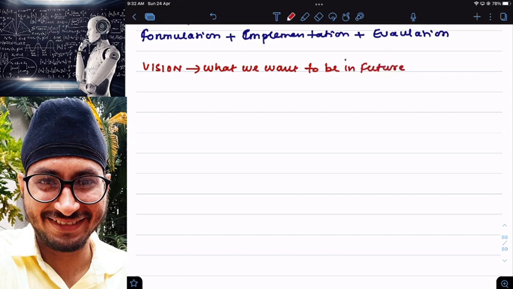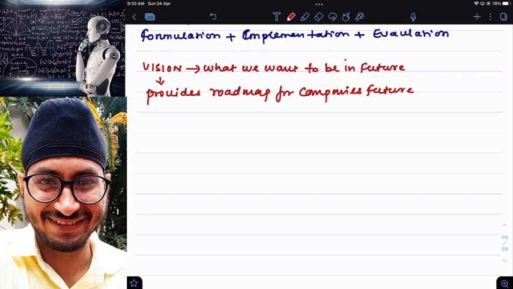Like ICAI wants to become the world's leading accounting body. That is an example of vision. Flipkart in India wants to become Amazon ka India. That is called vision. So what we want to be in future is called vision. I can also say that vision provides a roadmap for the company's future.